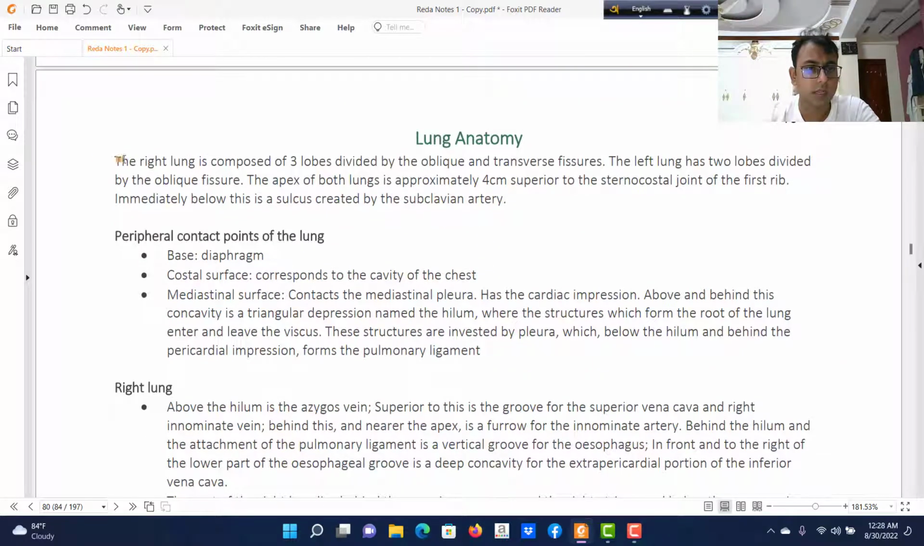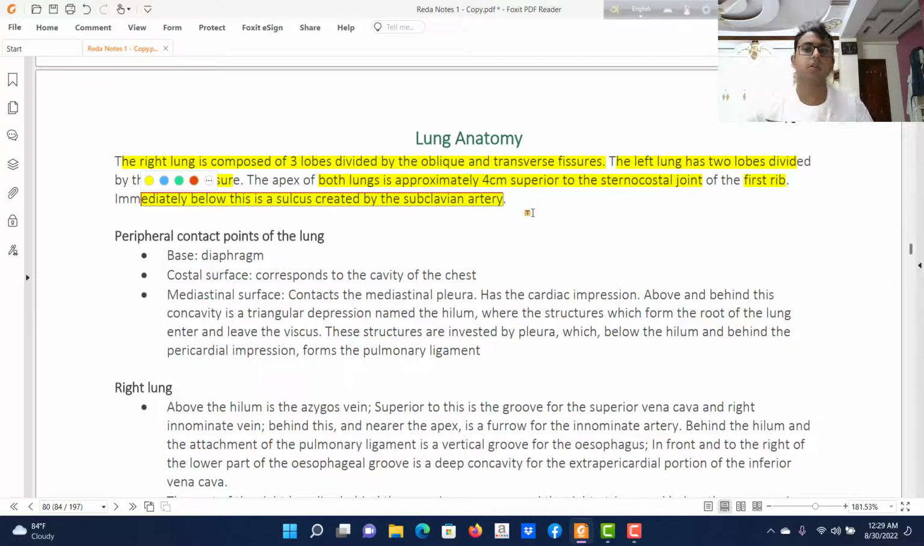Now the lung anatomy. The right lung is composed of three lobes, divided by oblique and transverse fissures. So right lung has two fissures, oblique and transverse, and three lobes. And the left lung has two lobes divided by a single oblique fissure. Apex of the lung is approximately 4 cm superior to the sternocostal joint of the first rib. So above the first rib is 4 cm above. Immediately below this is a sulcus created by the subclavian artery.